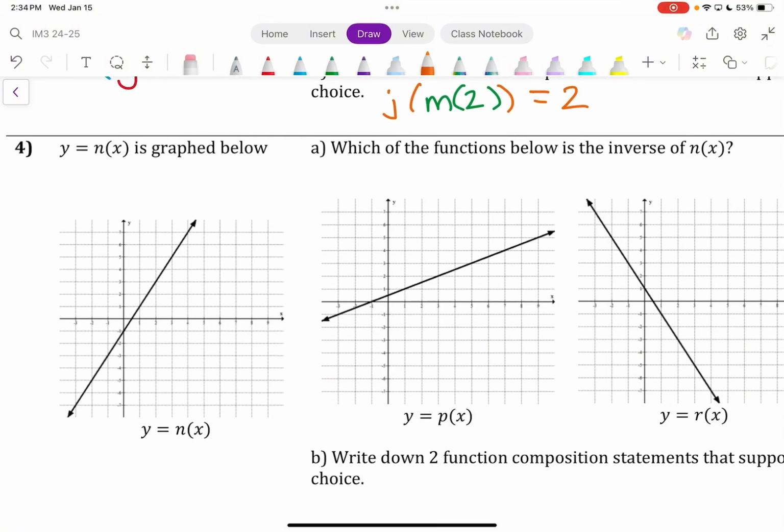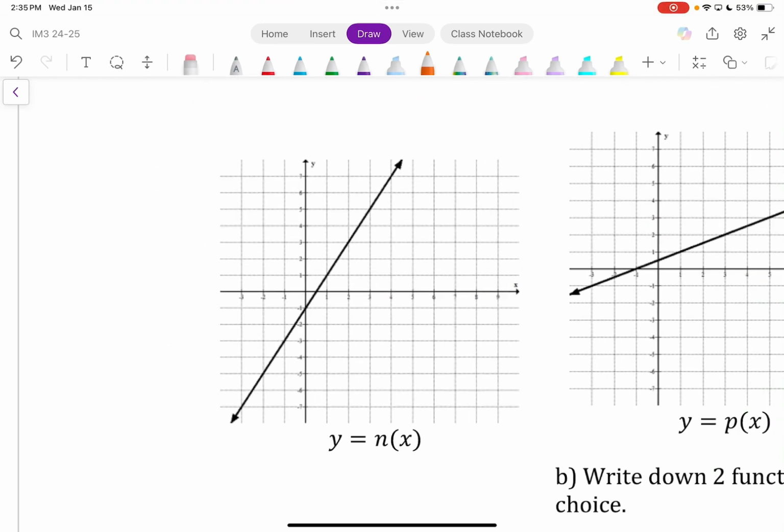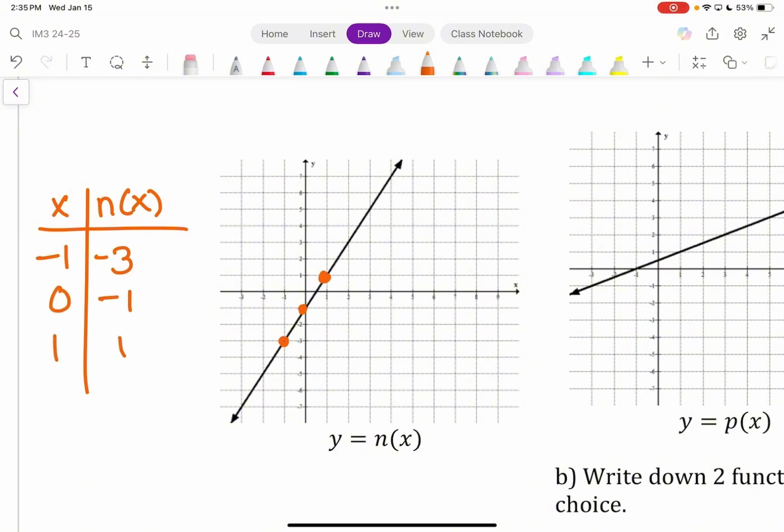So we want to figure out which of the following two graphs is the inverse of n of x. So this is how you do it. You make a table. Start by making a table for the following 3 points. X and n of x. The first point is -1 and -3. The second point is 0 and -1. The third point is 1 and 1.